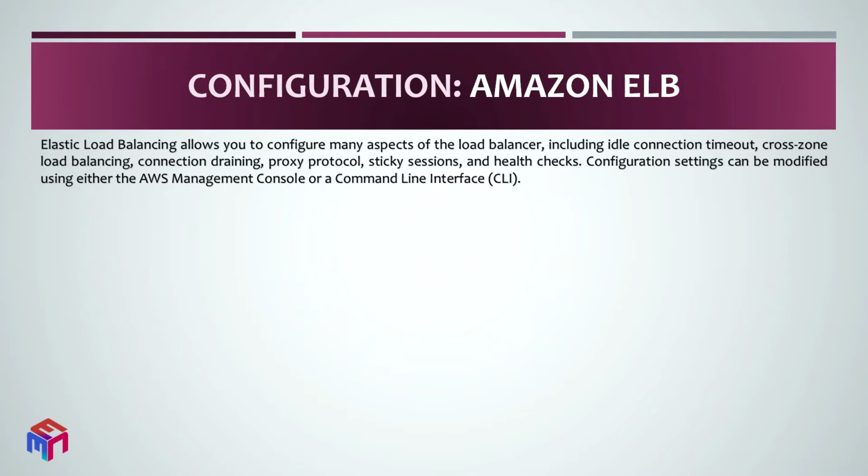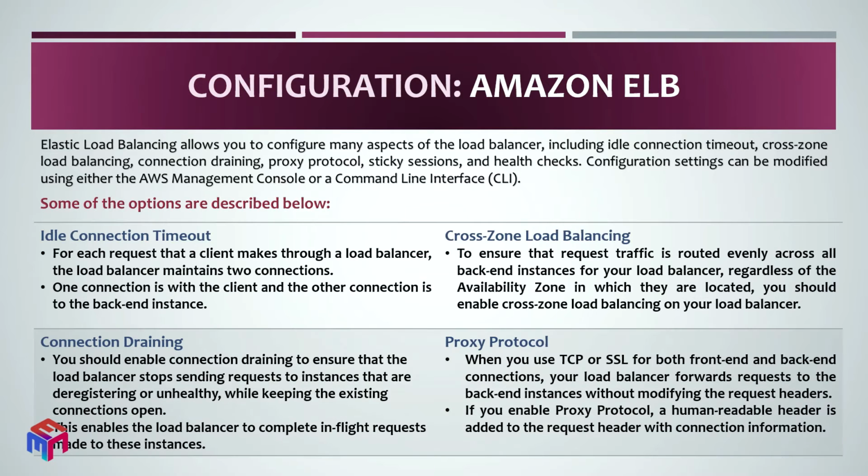Elastic Load Balancing allows you to configure many aspects of the load balancer, including idle connection timeout, cross-zone load balancing, connection draining, proxy protocol, sticky sessions, and health checks. Configuration settings can be modified using either the AWS Management Console or a command line interface, CLI.